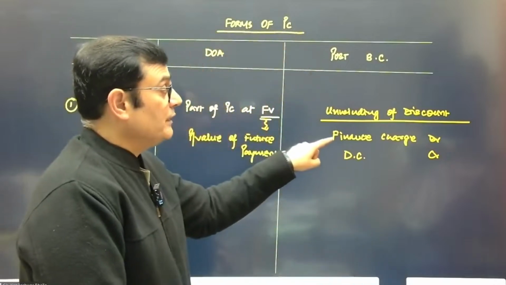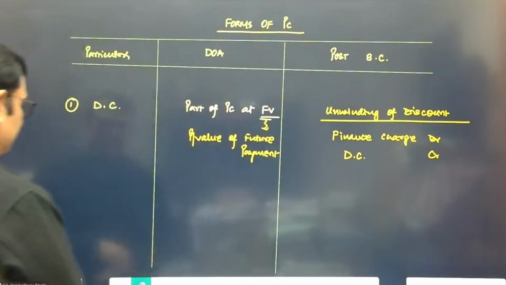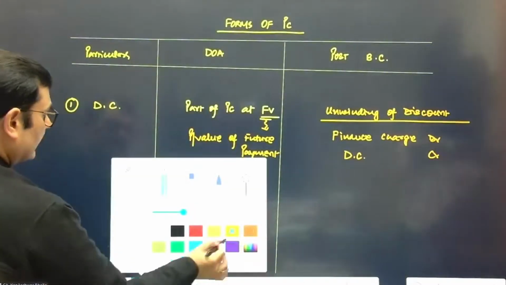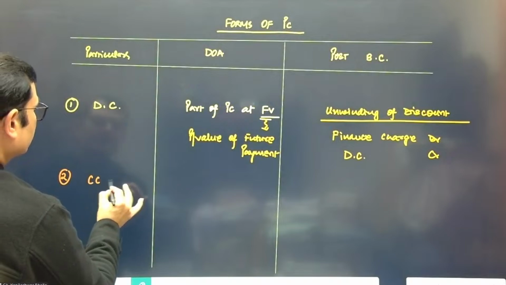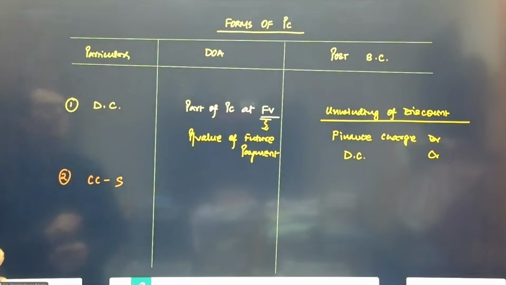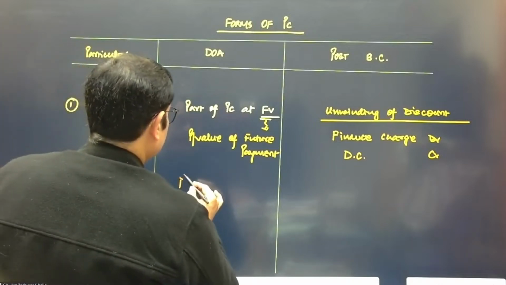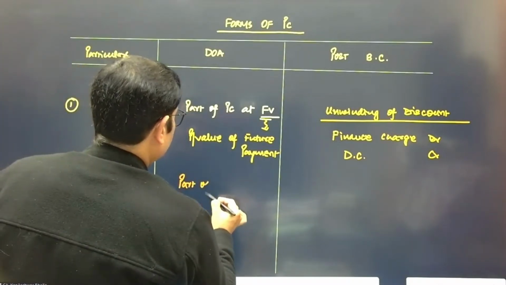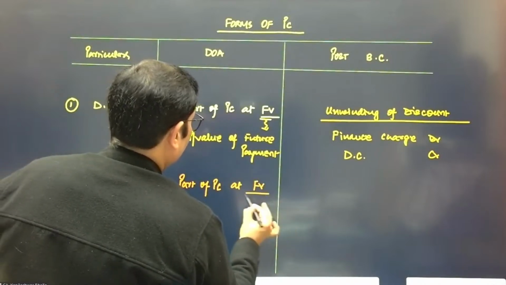And that unwinding will lead to finance charge and the DC gets a credit. Next, I am looking at contingent consideration in the shareholders' capacity. Contingent consideration, which is in the shareholders' capacity. This is again a part of purchase consideration, and this will again be taken at fair value.